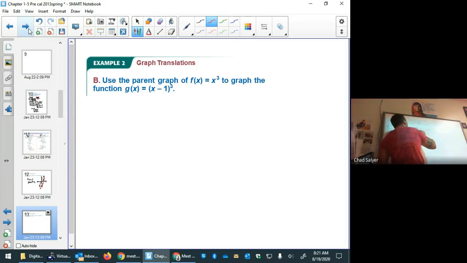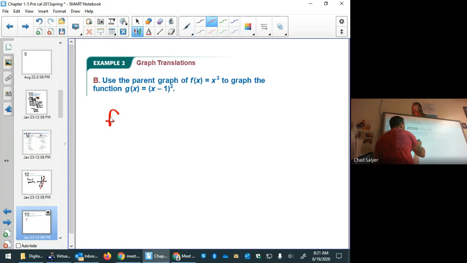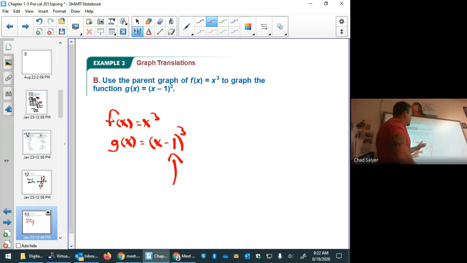So what if we had an input effector? And again, I told you, these behave the opposite of the way you would expect. So I have f of x equals x cubed, and g of x equals x minus 1 cubed. Well, this input effector, it's minus 1, so it's going to move us 1 unit to the right. So again, input effectors behave often the opposite of your instinct.